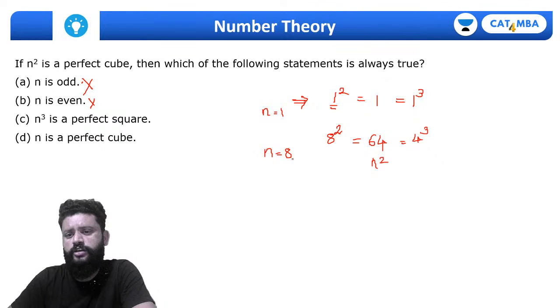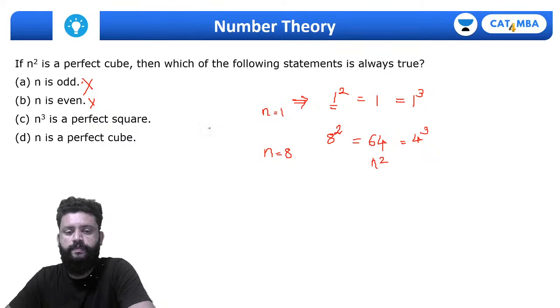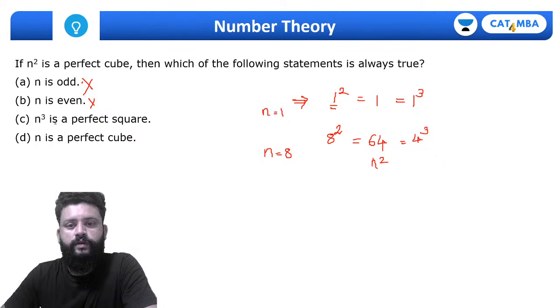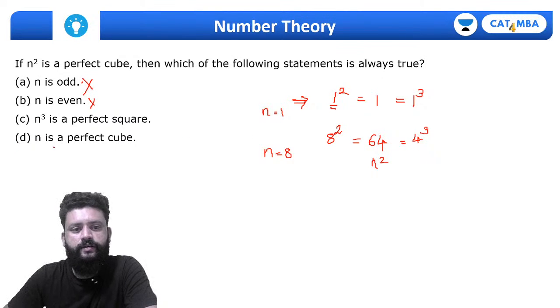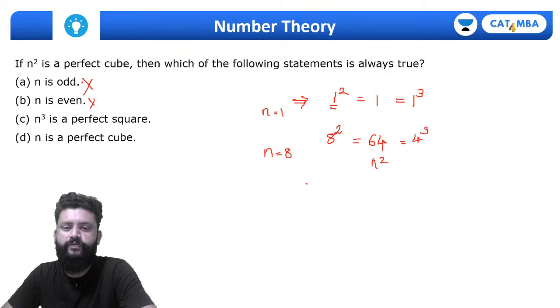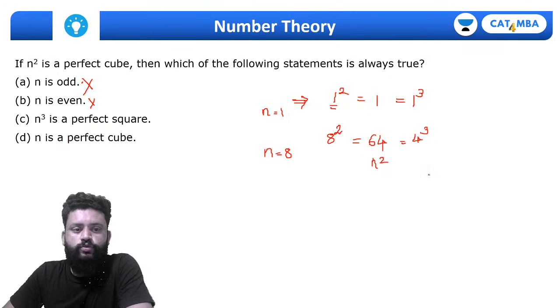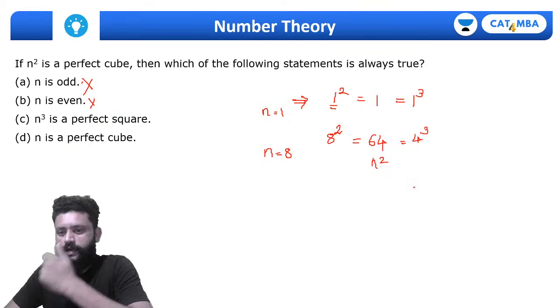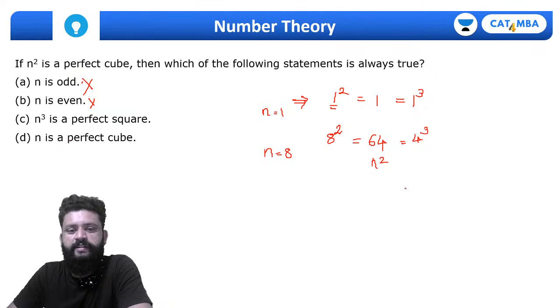N cube is a perfect square, and n is a perfect cube. Which one is right? N is a perfect cube. So this is going to be the right statement, because if you try for any perfect cube number, let's try for one more number. 5 cube is 125, which is not a perfect square. 6 cube is 216, not a perfect square. 7 cube is 343. 8 cube is 512, is not a perfect square.